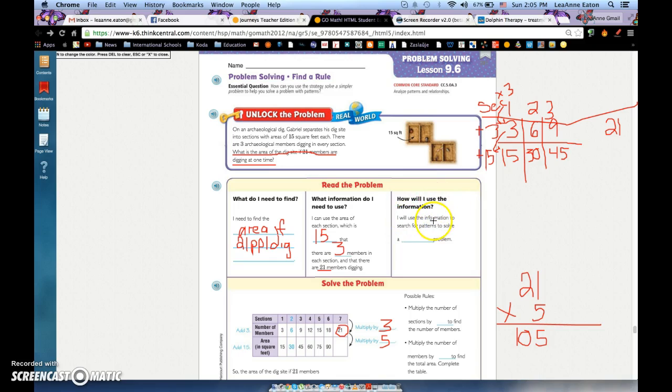So how will we use this information? We're going to use this information to search for patterns to solve a simple problem. We're going to make it simple by making a pattern, because patterns are fairly easy for us. So we're going to solve a simpler problem.